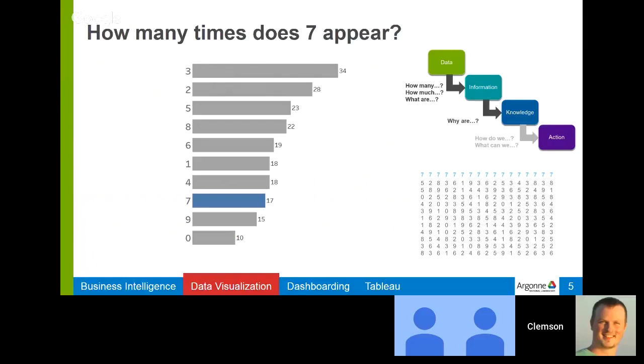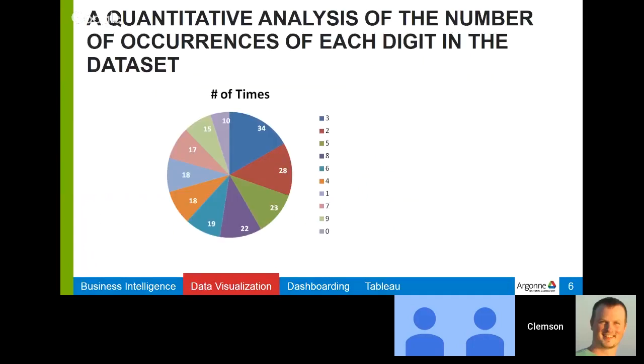With that said, graphs can be done poorly. So how many people have seen graphs like this? And especially look at the title, a quantitative analysis of the number of occurrences of each digit in the data set. That is absolutely gross, but it shows up all the time in academic research. You try and sound smart, but in doing so, you obfuscate the results that you're looking at.